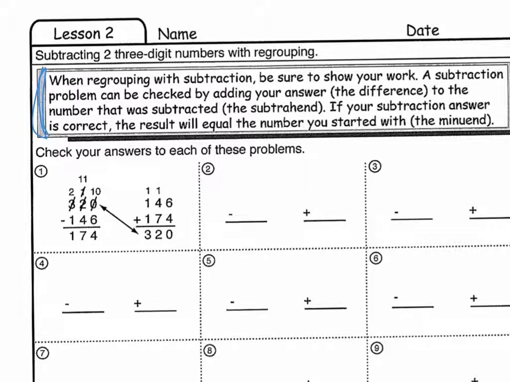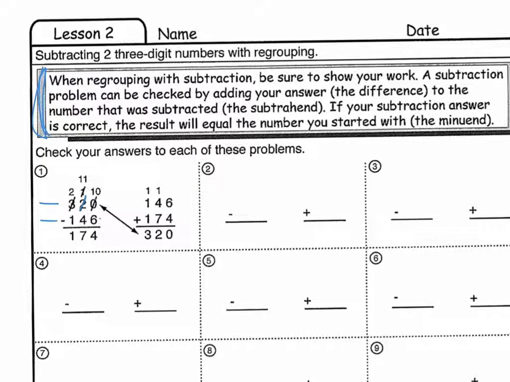Alrighty. Now what I'm going to do is show you how we would do number 1. Here we go. So the problem is 320 minus 146. I start off by doing the ones place, 0 minus 6. I cannot do 0 minus 6. The answer is not 6. If you're thinking it's 6, you're doing 6 minus 0. For 0 minus 6, I need to regroup from the 2 in the tens place.